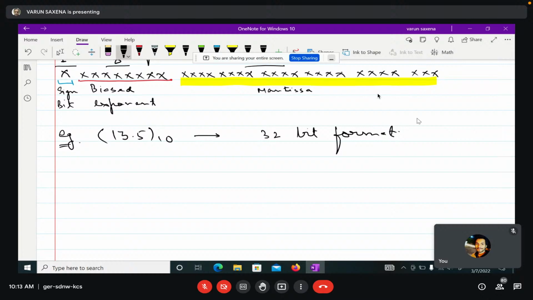So now I'll write some steps also. That's like an algorithm. We can use it to solve these problems. So the first step is convert the decimal number into binary format.